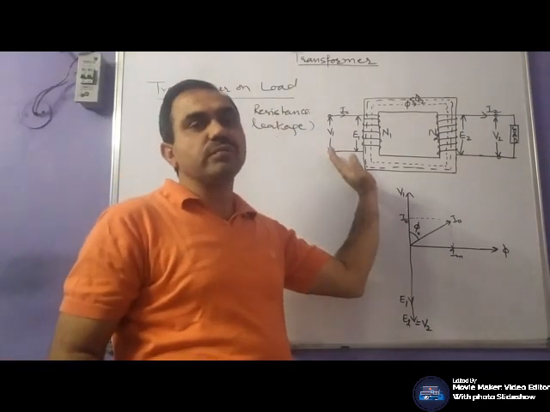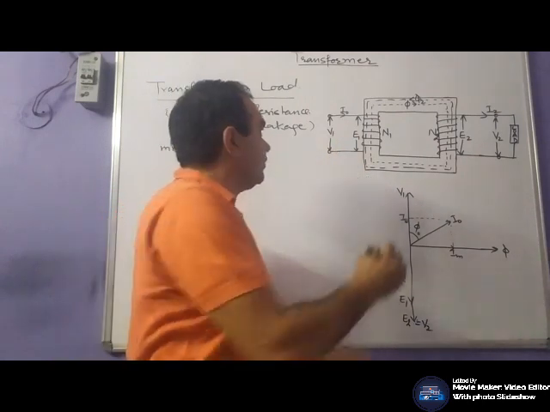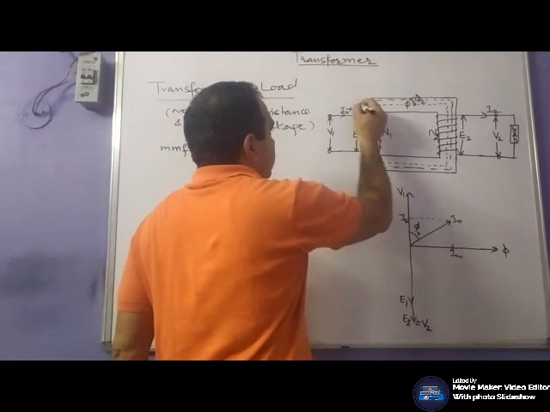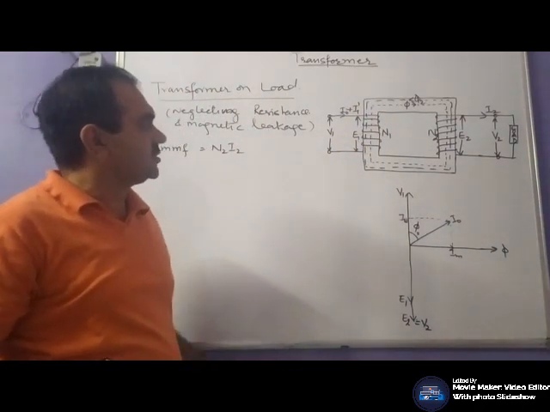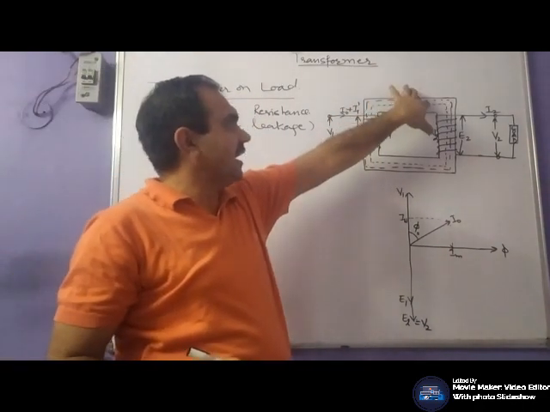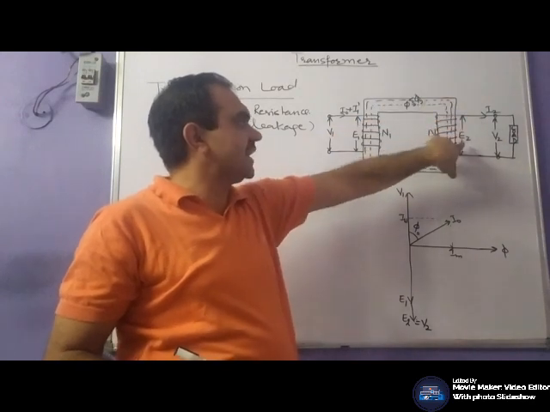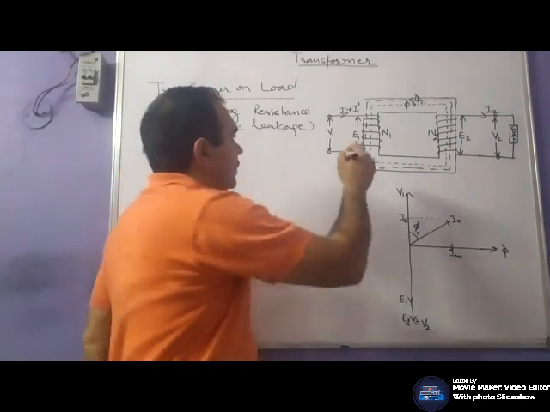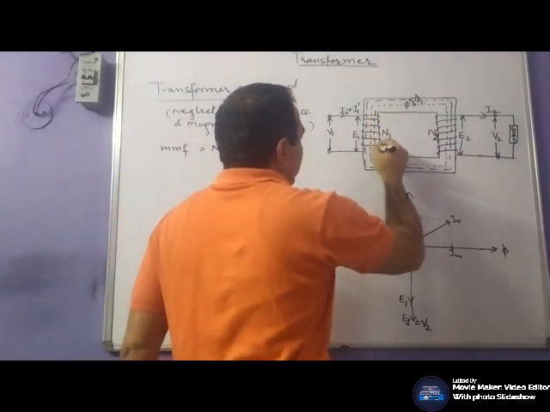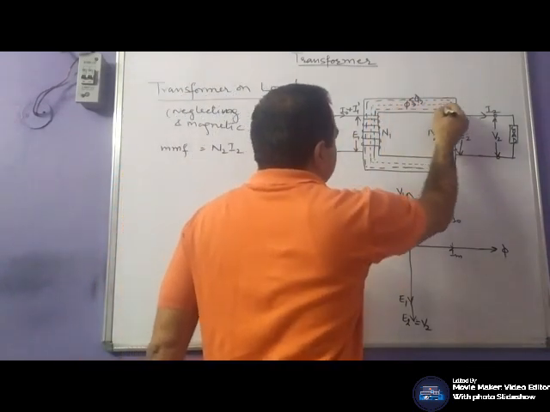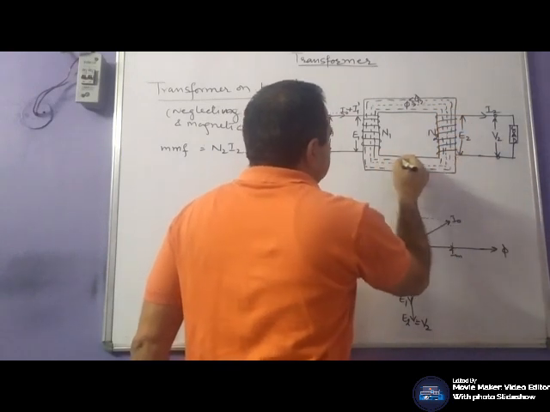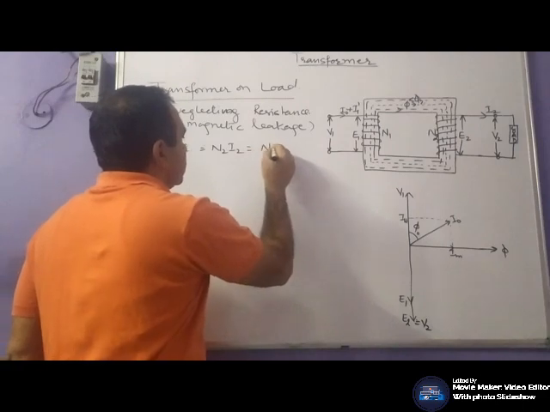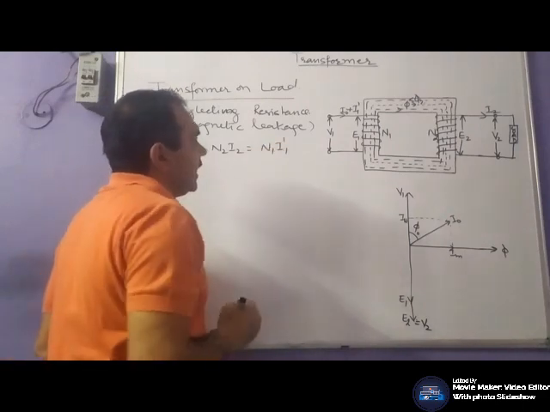As the source dominates in the circuit, it will draw an additional current in the line, so that the demagnetizing effect due to this secondary magnetic force can be neutralized. So the primary will develop an additional magnetic force, that is N1 I1 dash.